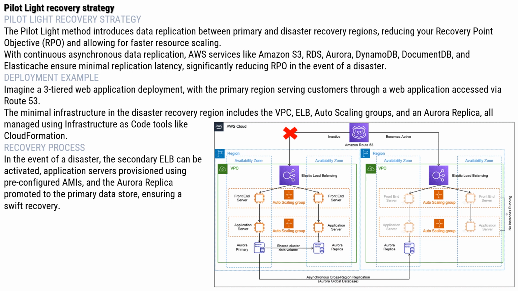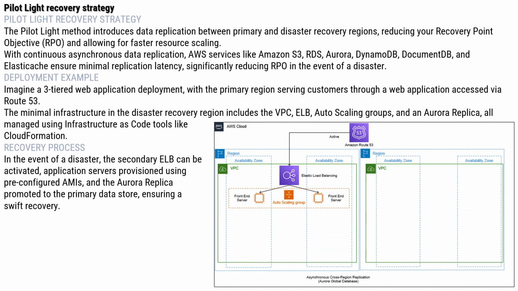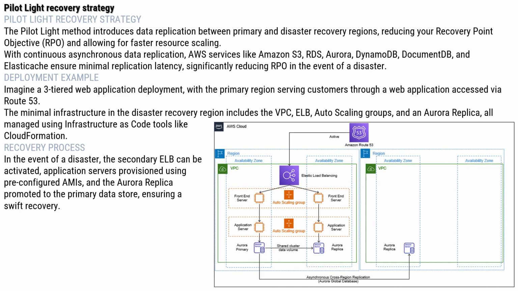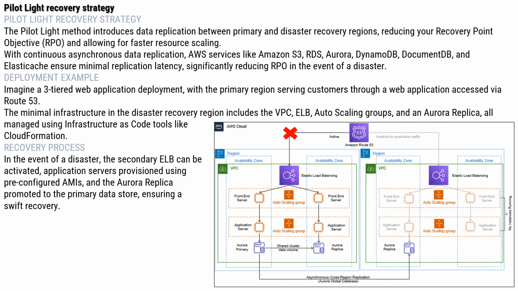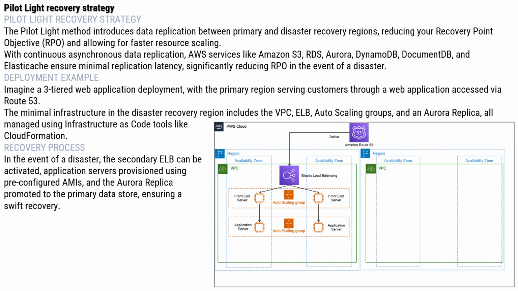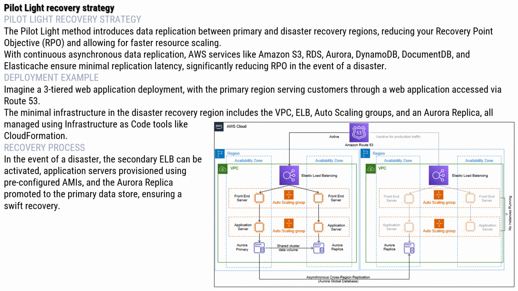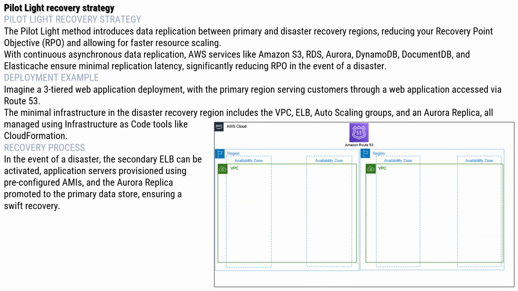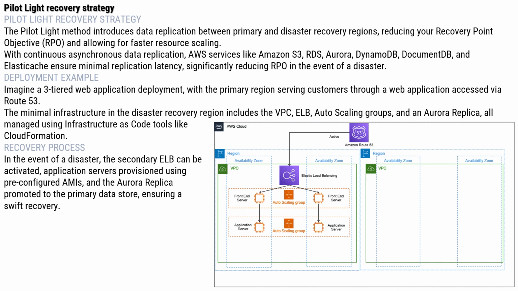Imagine a three-tiered web application deployment with the primary region serving customers through a web application accessed via Route 53. The minimal infrastructure in the disaster recovery region includes the VPC, ELB, autoscaling groups, and an Aurora replica, all managed using an infrastructure as code tool like CloudFormation. In the event of a disaster, the secondary ELB can be activated, application servers provisioned using pre-configured AMIs, and the Aurora replica promoted to the primary data store, ensuring a swift recovery.